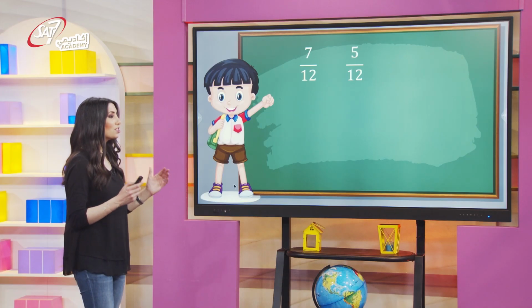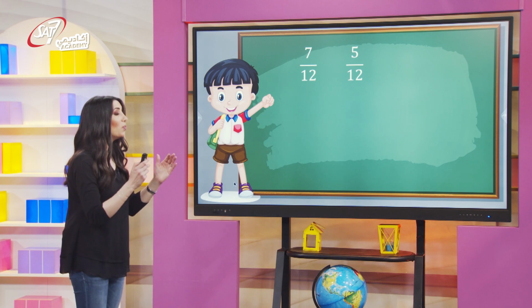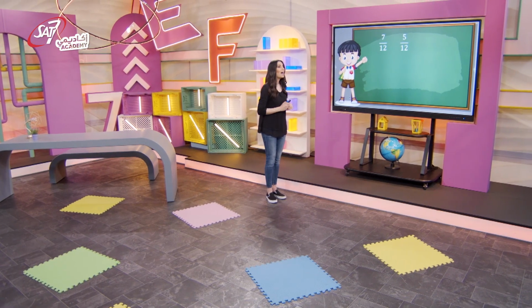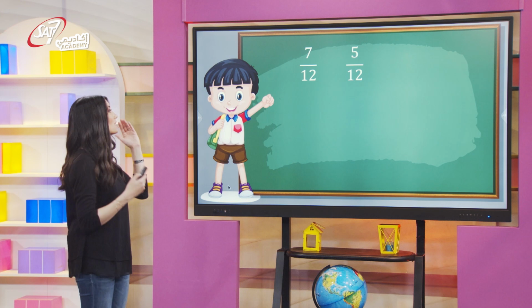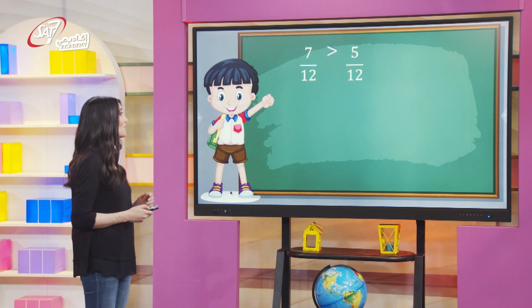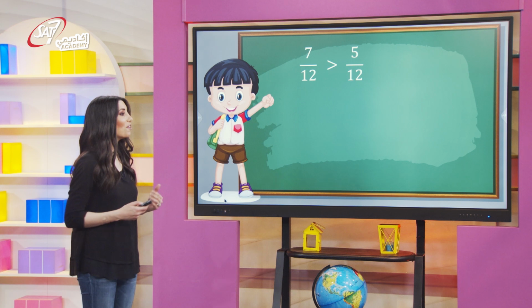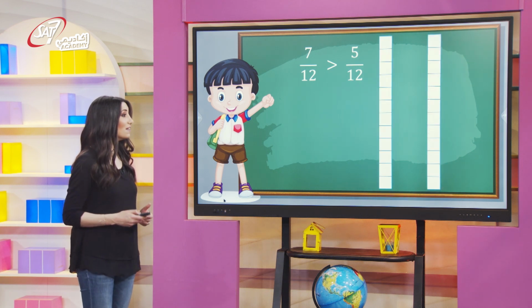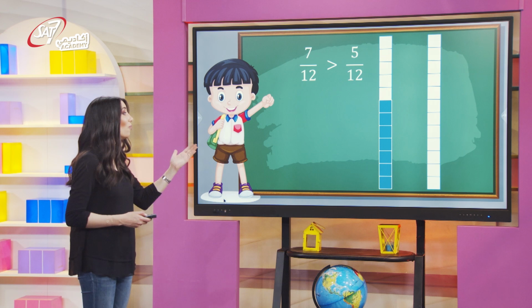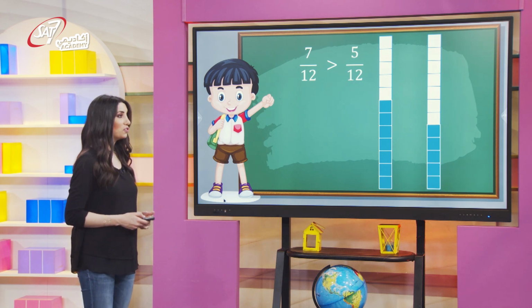Let's compare these 2 fractions. Which one is greater? The number below the line is called the denominator. Remember the word down that begins with a D. Denominator is the number down, below the line. Both fractions here have the same denominator, 12. So we can simply compare the numerators, which are the numbers on top. 7 is greater than 5, so 7/12 is greater than 5/12. 7 out of the 12 parts is more than 5 out of the 12.